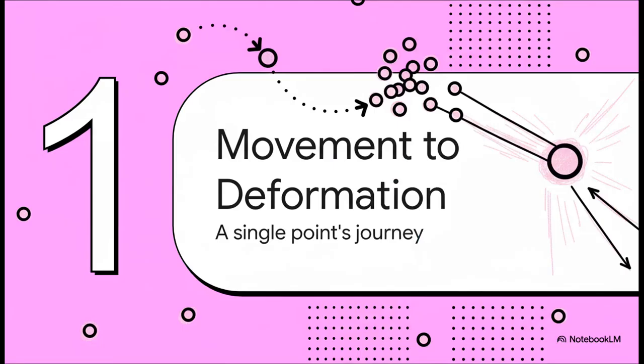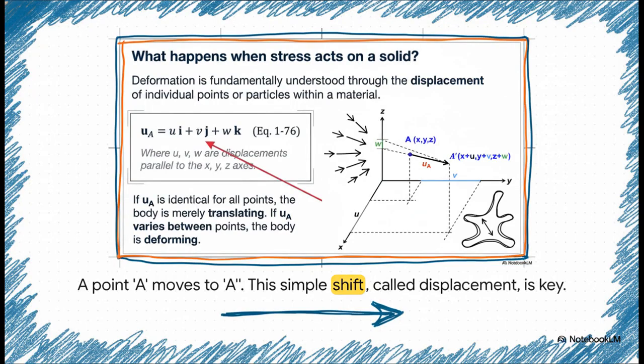All right, first things first. We have to start at the absolute beginning. Before we can even talk about a whole bridge deforming, we've got to understand what happens to just one tiny single point. So take a look here. You see that point A? When we apply some force, it just moves, right? Over to this new spot, A prime. That little arrow connecting them, that's what we call displacement.